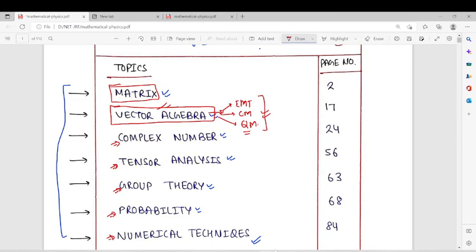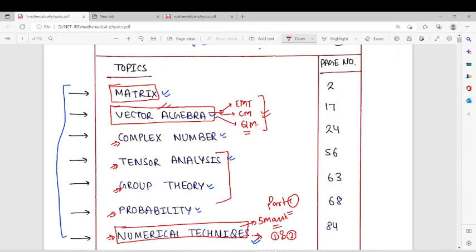As you know, the numerical technique topic is asked in the NET JRF exam in the 5 marks section, which means Part C. There are one or two questions asked from numerical technique in the NET JRF exam. But if you want to leave some topics, tensor analysis and group theory are not as important as the others.